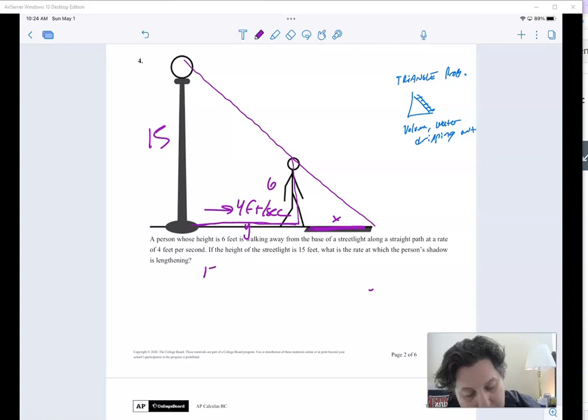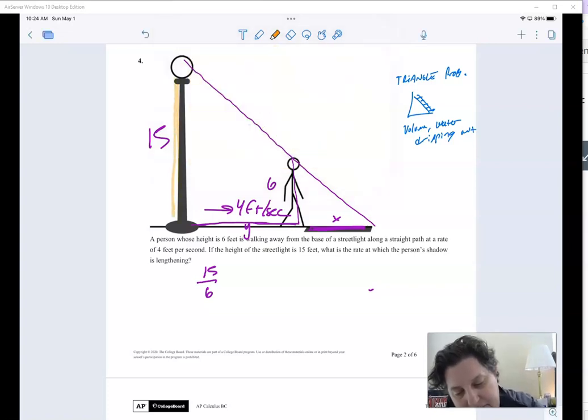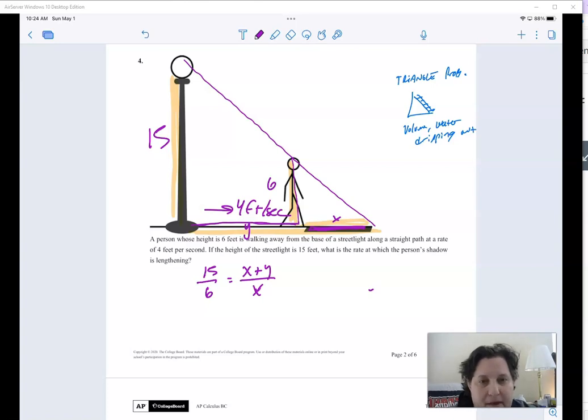So I was trying to find a proportion like 15 over 6. Check this out. 15 is the big side, 6 is that, and then this will be the base, which is actually x plus y, over the base of that, which is just x. I think that's where I was going wrong before, using y instead of x plus y. So that's my equation that I'm going to base everything off of.